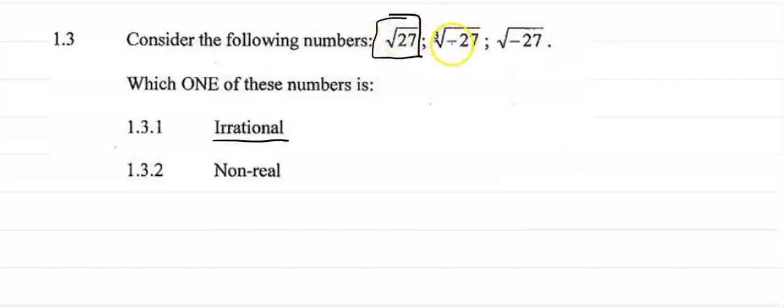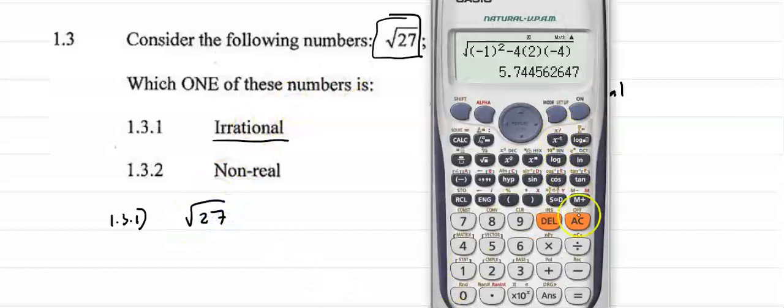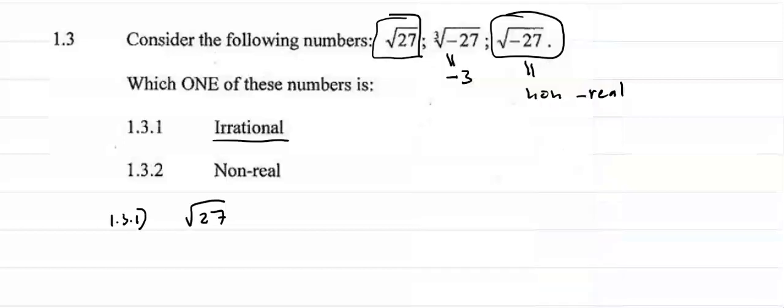The cube root of minus 27 is going to equal minus 3. And you can see that this number here is the square root of minus 27. So here we have the square root of a negative number, so this is going to be non-real. So our solutions will be as follows. 1.3.1: irrational will be the square root of 27. The reason for that is if you put the square root of 27 in your calculator, you'll be able to see square root of 27 equals a non-recurring and non-terminating decimal there.